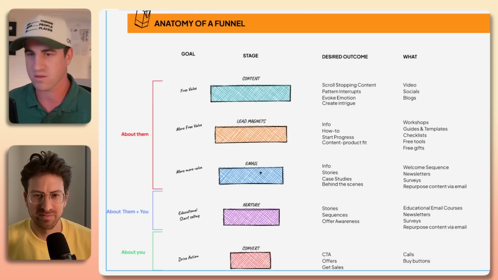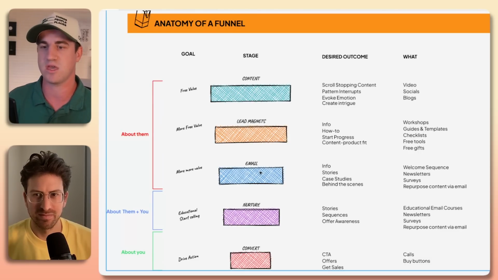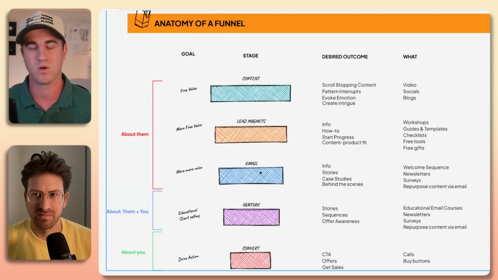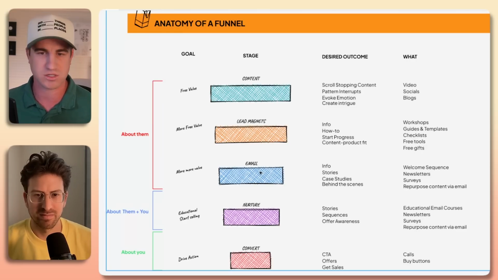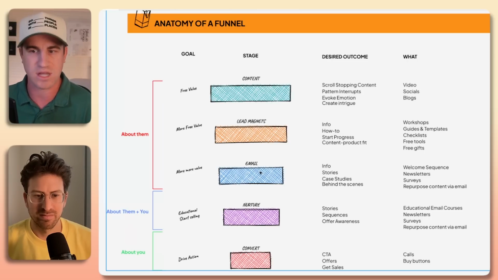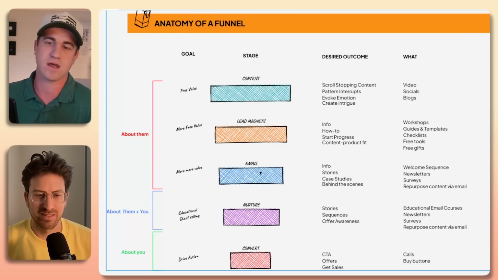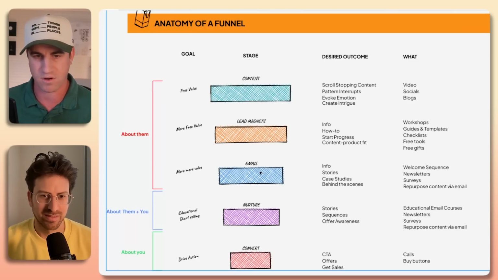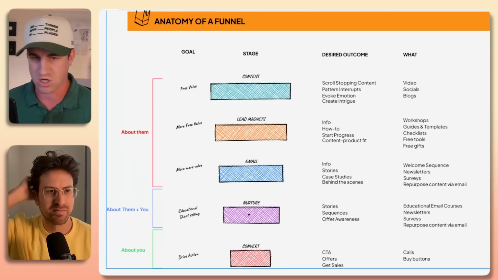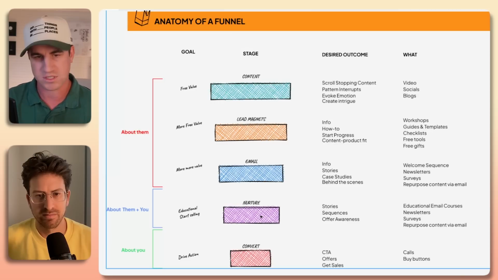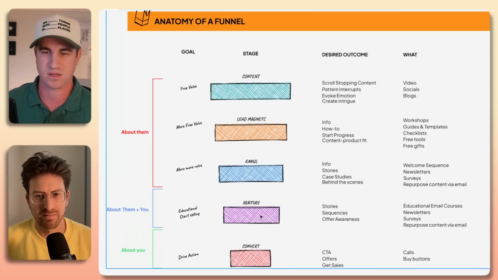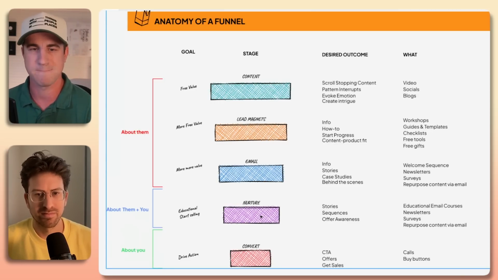And then sending email, with welcome sequences, newsletters, surveys, repurposing your media and content via email. I think it's a place where people really don't squeeze the juice. They have all of this content. It could be repackaged, especially in a world of AI where you can say, break down the top 3 points of an hour-long YouTube video and then link the YouTube video. You already have that content, so squeeze the juice in the middle of the funnel. And then nurture and convert. Nurture is educational email courses, newsletters, surveys, another repurposing of content via email. And then convert is book calls and putting buy buttons on the internet.